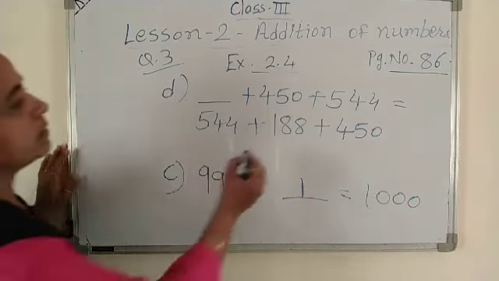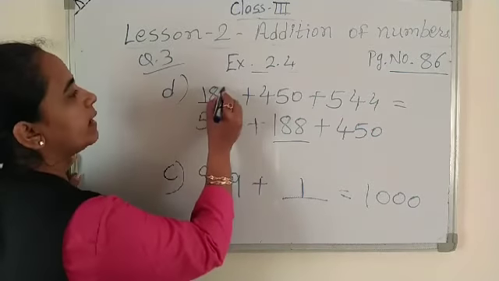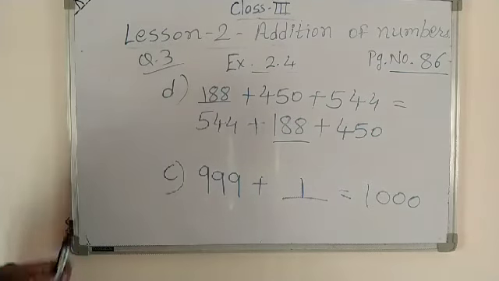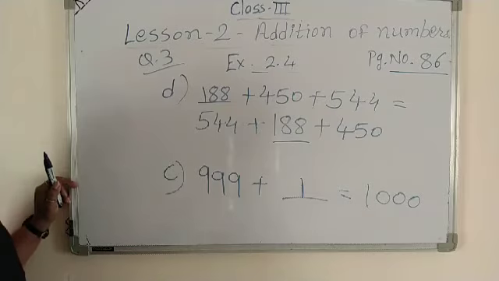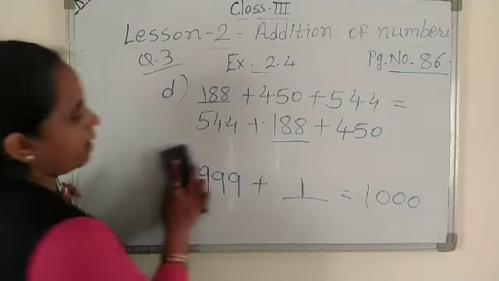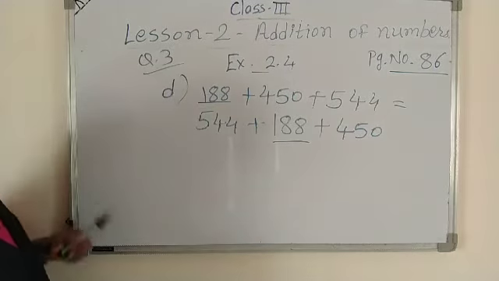So, यहाँ पे missing number is 188. So, you have to write here 188. Okay? Now, last one, E.